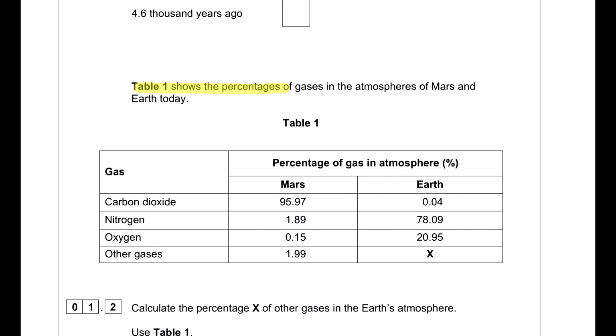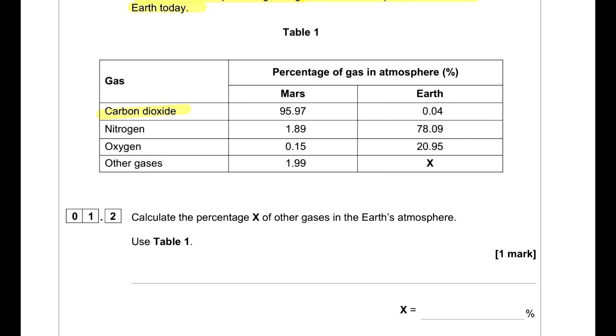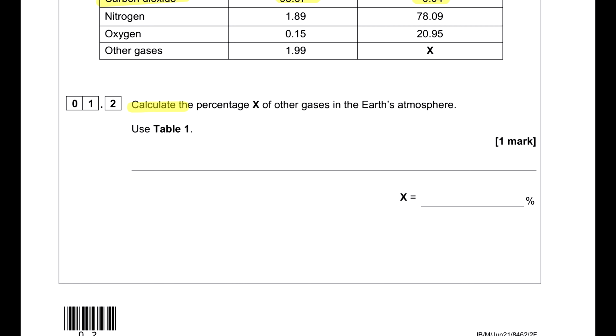Table 1 shows the percentages of gases in the atmosphere of Mars and Earth today. Carbon dioxide 95.97, Earth 0.04. So these are the percentages of gases in Mars and Earth given here. Calculate the percentage X of other gases in the Earth's atmosphere.